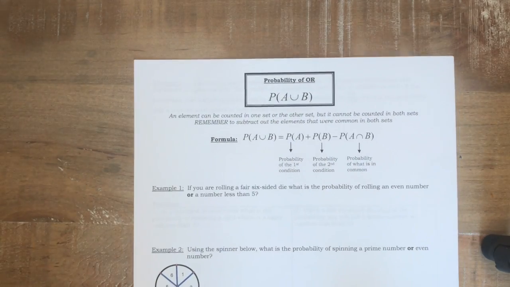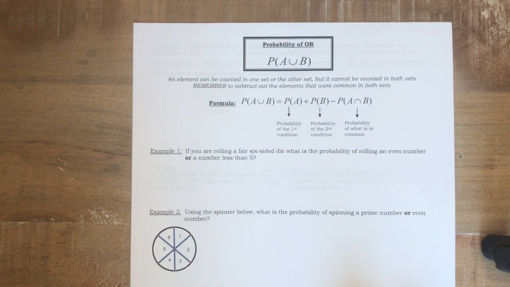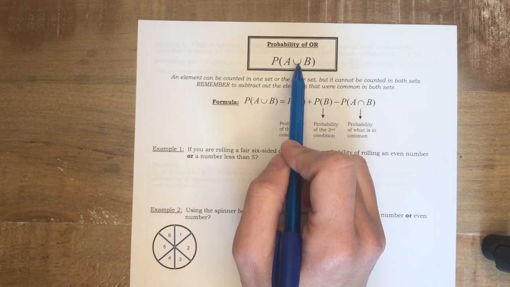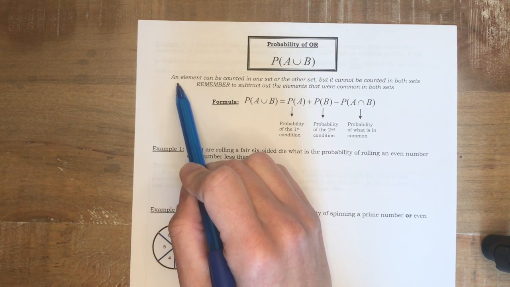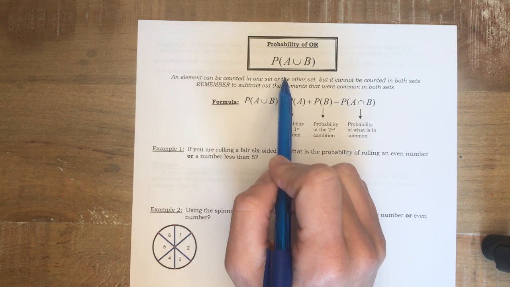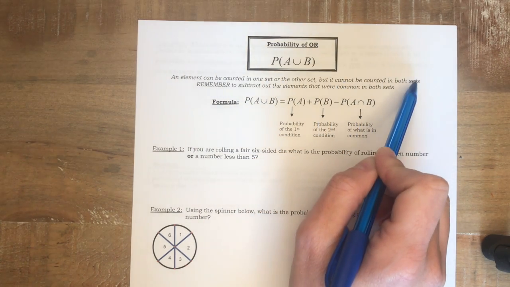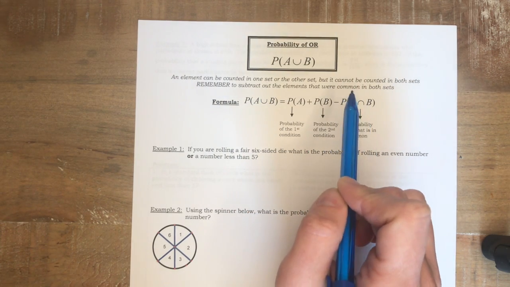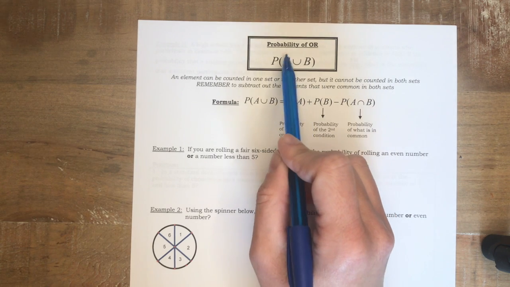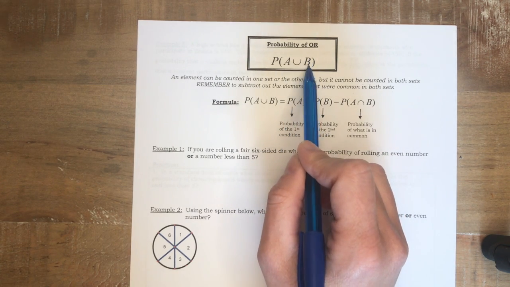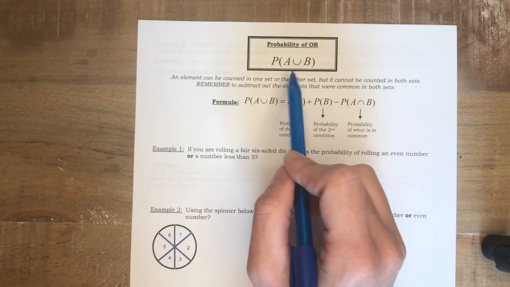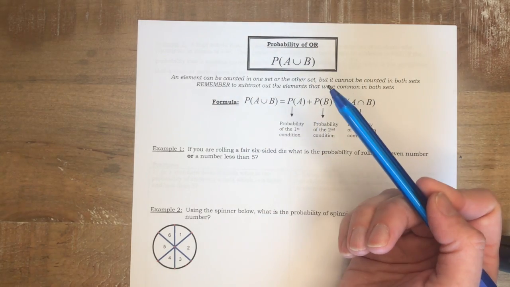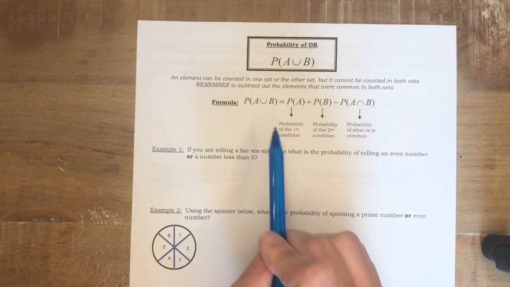Okay, so "or" is this symbol. And this symbol is the kind of opposite of the "and," right? So it's like a U. So with "or," an element can be counted in one set or the other set, but it cannot be counted in both sets. Remember to subtract out the elements that were common in both sets. So sometimes something might satisfy event A and it also might satisfy event B, but we don't want to count it 2 times. Sometimes something will happen in event A and it has nothing to do with event B, and then we don't have to worry about any overlap. So you'll see that here in a couple of examples.